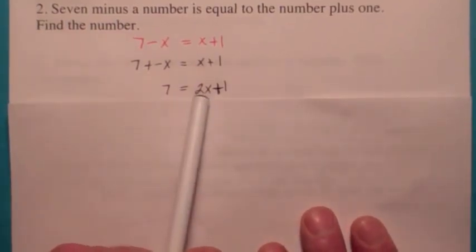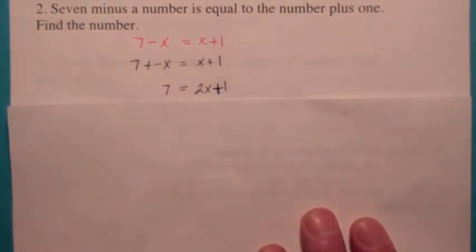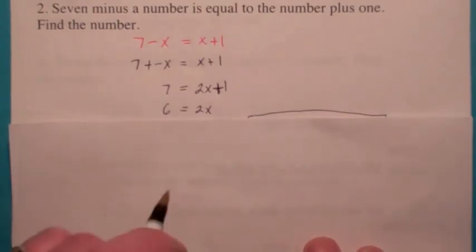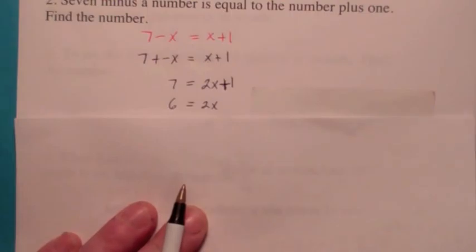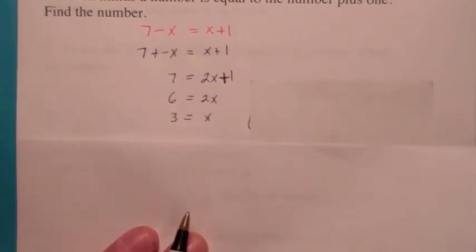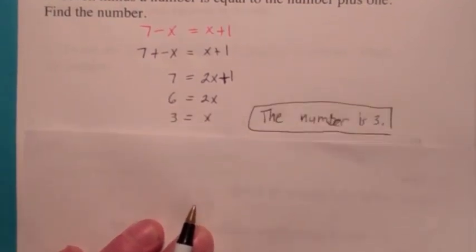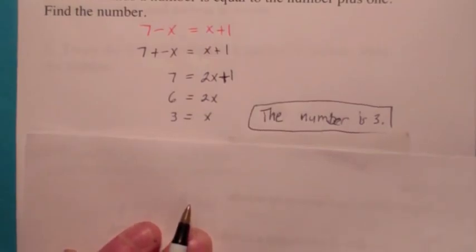So we're going to get 2x by itself. Let's get rid of this 1. Let's add negative 1 to both sides. If you add negative 1 to the right side, you have 2x. If you add negative 1 to the left side, you have 6. Now we just divide both sides by 2. So you should have gotten x equals 3, but don't forget to answer in words. The number is 3. Okay?